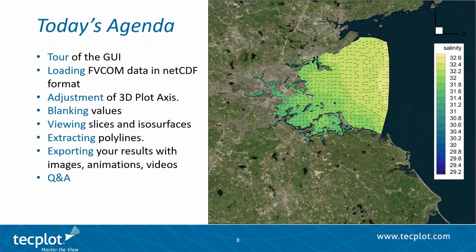I'll then show some adjustments to be made in the 3D Cartesian plot type that are useful for datasets of this type. Then show some value blanking to isolate the regions of interest in our dataset. I'll then use some derived objects like slices and isosurfaces to get additional information about the volume dataset that we have. I'll then show some data extraction using the Polyline tool. And then I'll show how to export your results with an image export and an animation export, and then we'll get into the questions that have come up.